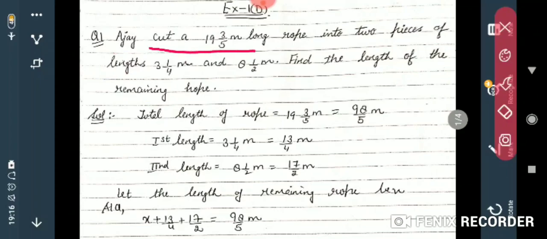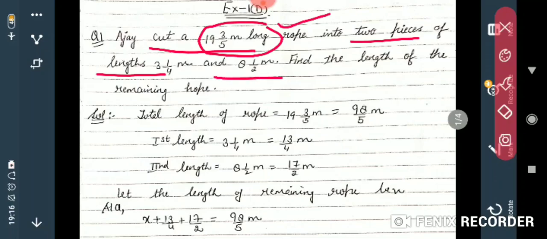Ajay cut a 19 3 by 5 meter long rope. So, what is the total length of the rope? 19 3 by 5 meter, into two pieces. So, he cut this rope into two pieces, and the length of the first piece was 3 1 by 4 meter and the length of the second piece was 8 1 by 2 meter. So, the total length of the rope is given. From that total rope, the first length is given and the second length is given. And what is asked? Find the length of the remaining rope. That is, how much rope is left.